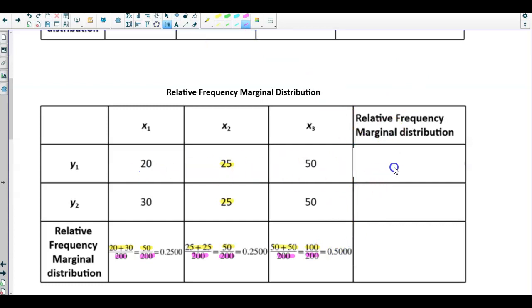Now for the rows, we're going to do the same thing. We add together 20 plus 25 plus 50, which gives us 95, and divide it by the table total, which gives us 0.4750. Likewise, we take 30 plus 25 plus 50, which gives us 105, and divide by the table total of 200, which gives us 0.525.